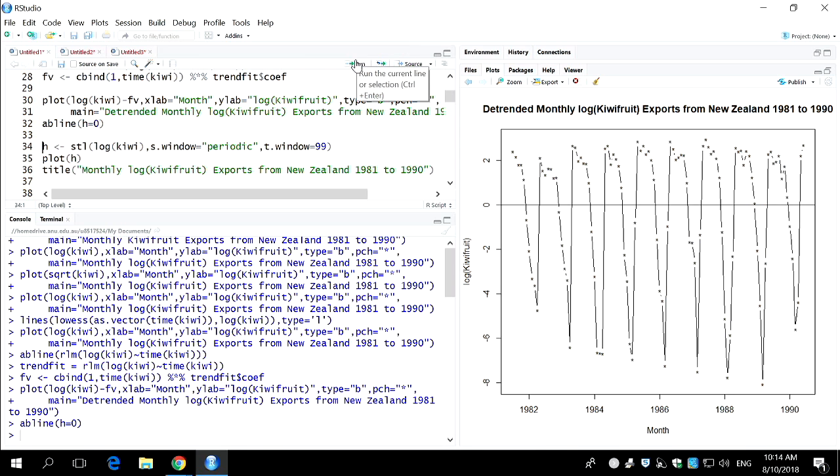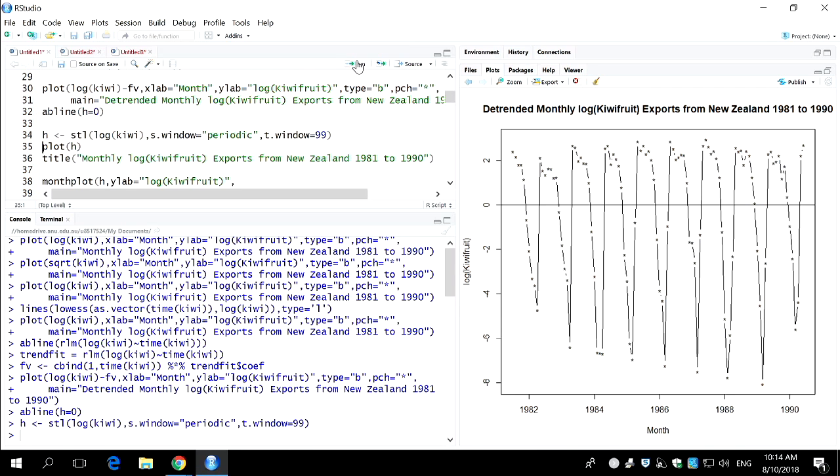Because the data is measured 12 times a year, you've got frequency 12, you can actually run STL on it. So let's do that. So here I've got STL of log kiwi, s.window equals periodic, says fitter seasonal, and t.window is 99. This is because I've got, how many data points do I have? Let's find out. Length of kiwi.